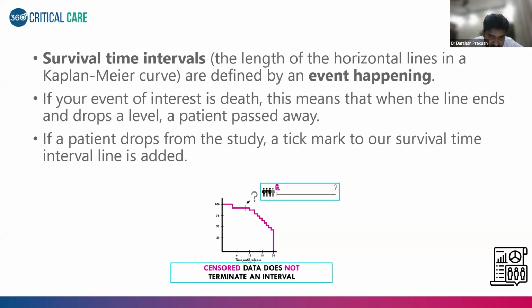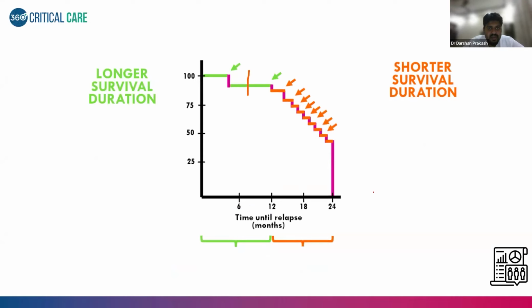Okay, the interval still continues. The interval will happen only at that particular timeline. So only the event would be marked. The event is censored at that particular time. Hope I'm clear.